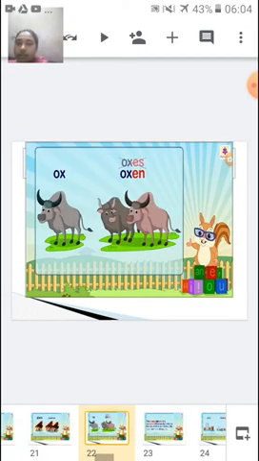And next we have ox, which doesn't become oxes, whereas it becomes oxen. So ox becomes oxen. So did you understand, children?